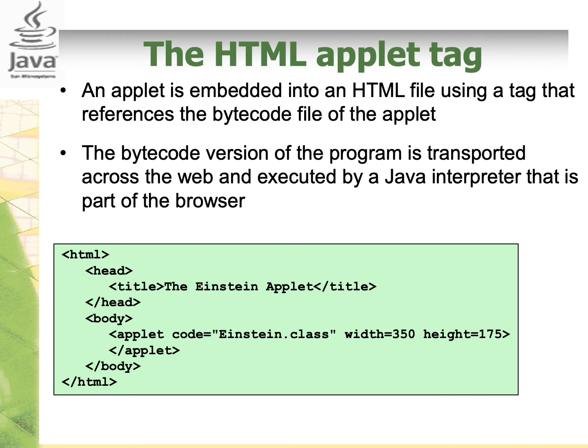The applet is embedded into the HTML file using a tag that references the bytecode file of the applet. The bytecode version of the program is transported across the web and executed by the JVM. This is how the HTML will look, where you can see that we have applet code equal to Einstein.class, where that file is the bytecode.